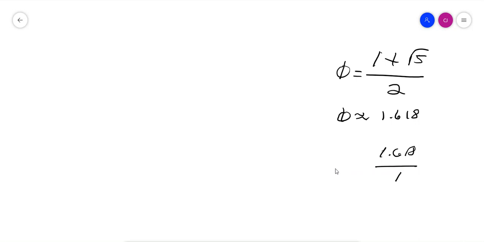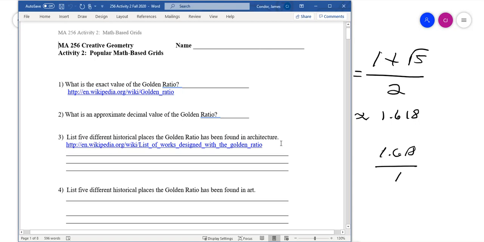First of all, let's take a look at this historically. I like to look at the concepts, and this golden ratio has been around for a long time. It's had more attention combining math and art than anything else, even throughout history. Next is to list 5 historical places, so I'm going to put that in here.